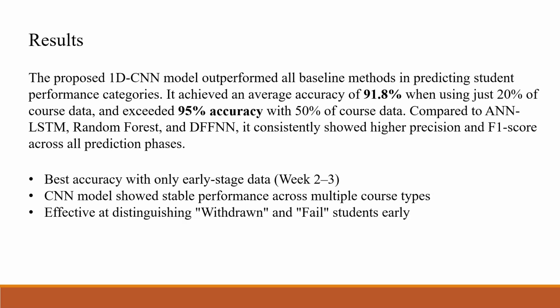The proposed 1D CNN model outperformed all baseline models in predicting student performance. It achieved an average accuracy of 91.8% when using just 20% of course data and exceeded 95% accuracy with 50% of course data. Compared to models such as ANLSTM, Random Forest, and DFFNN, the 1D CNN consistently delivered better precision and F1 scores across all evaluation phases.